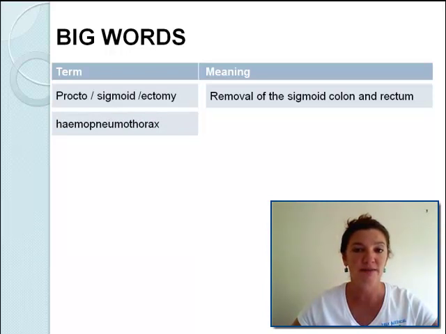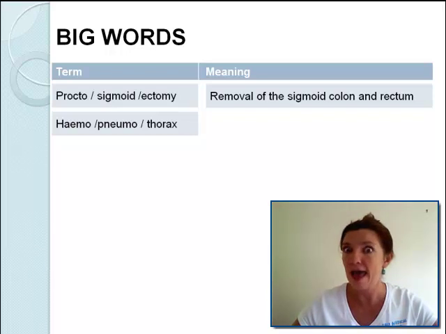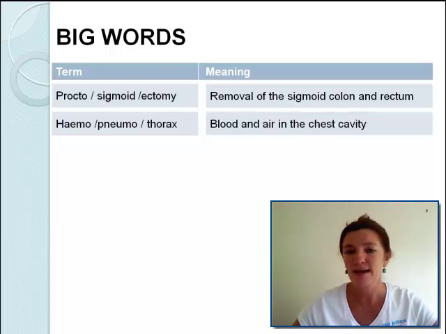Next word, hemopneumothorax. Let's break it down. Hemo is blood. Pneumo means lung or air. In this case it's going to be air. So it's blood and air in the chest cavity.